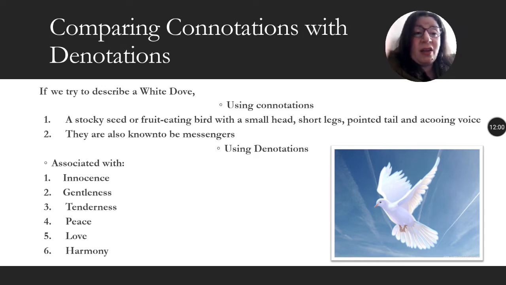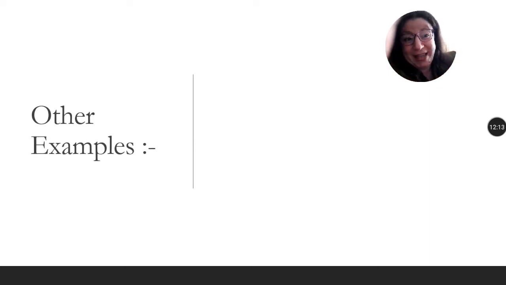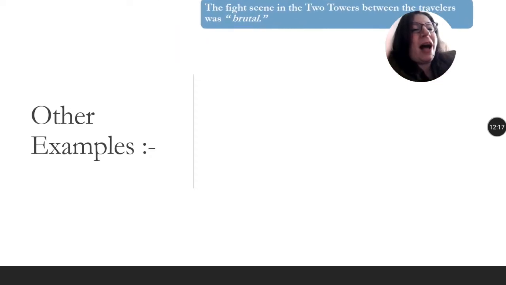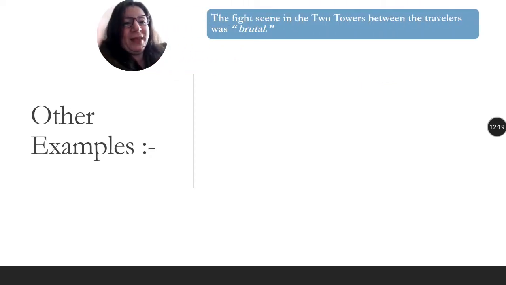Doves are the sign of tenderness. Doves are the sign of gentleness. That would be very good as a denotation. So connotations, phrases. Denotations, words that you can look up in the dictionary.